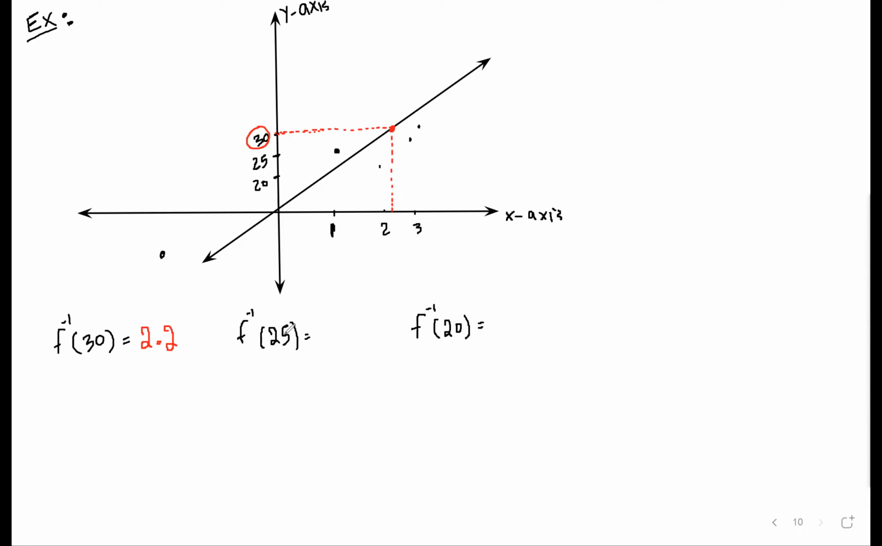Same thing for f inverse of 25. You go to 25, draw a horizontal line, intersect the curve at this point, and then you have to find the x value. The x value is like around here. So it's like around 1.5. This makes sense? Now, what's the f inverse of 20? Something like this. Go down. It's like around 1. Yes, thank you.